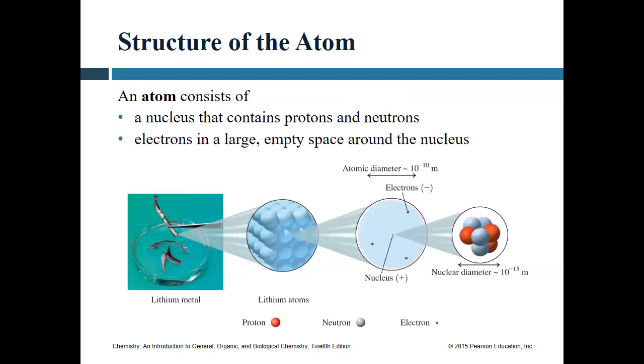In terms of atomic structure, we can think of the atomic structure as being two things. In the center of that atom, we have the nucleus. The nucleus contains both the protons and the neutrons.